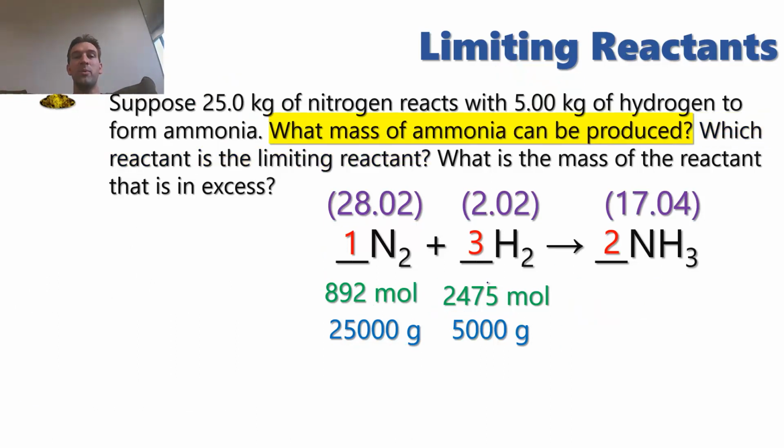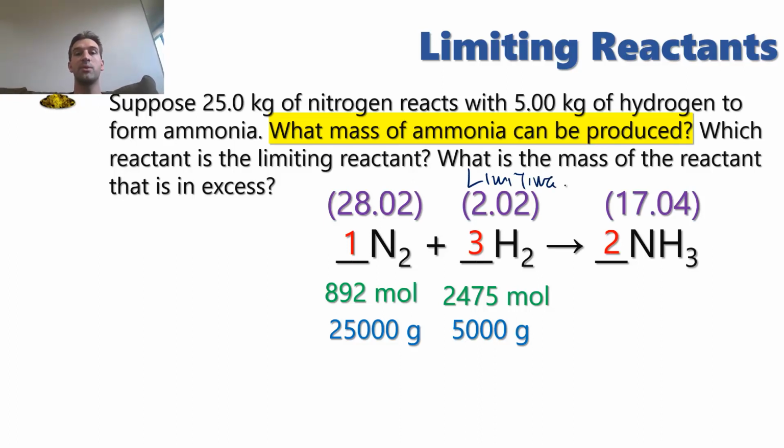So now that we understand what the limiting reactant is, we can take a look at the next question. What's the mass of ammonia that can be produced? It doesn't help me to look at the excess reactant because we know that we're not going to run out of that thing. It can't completely be consumed and make products. So we're only going to focus on that limiting reactant. So I'm going to make note that my limiting reactant is the hydrogen.